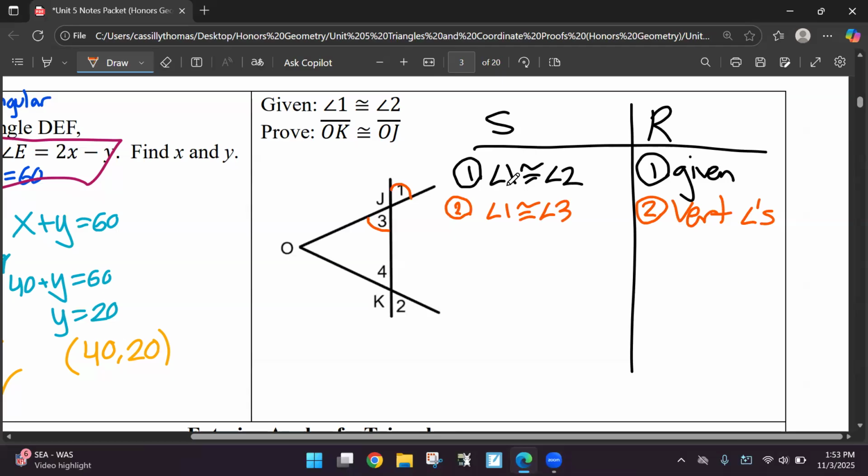All right. So unit 2 throwback. Well, hey, if you look downstairs, angle 2 is congruent to angle 4. Why do we know that? That's also a vertical angle. So I'm going to include both of those in the same step here.